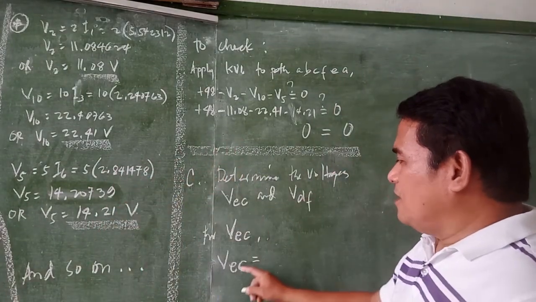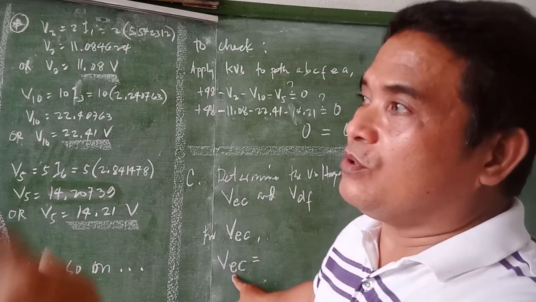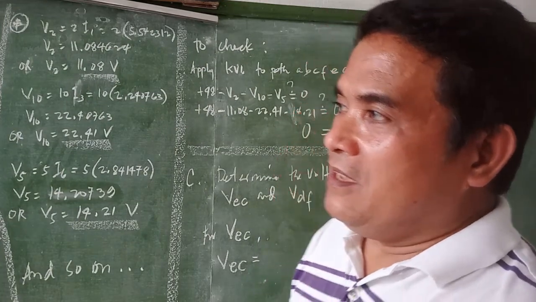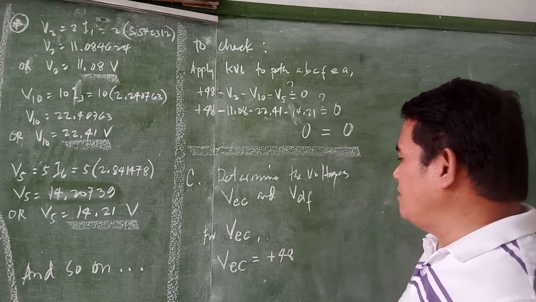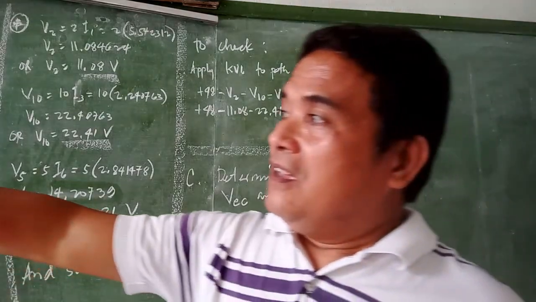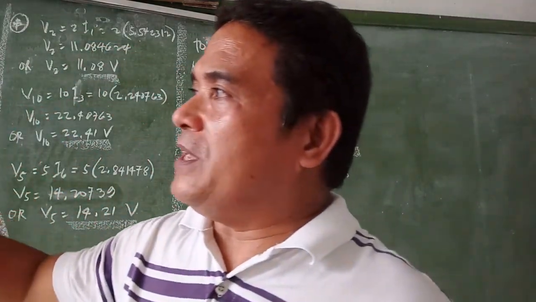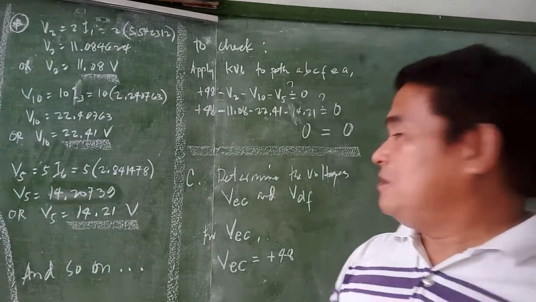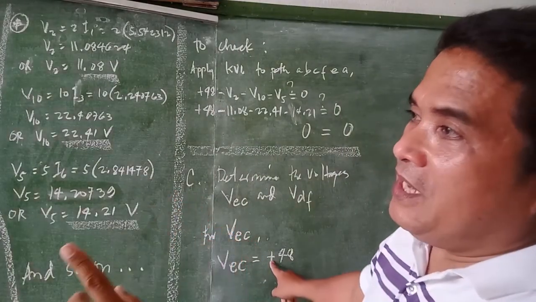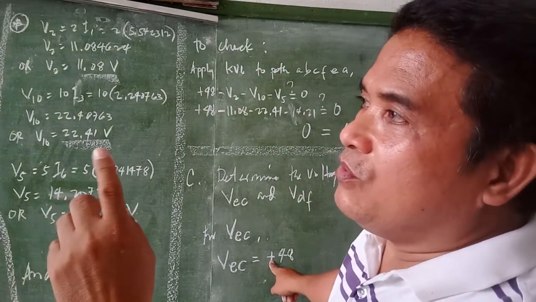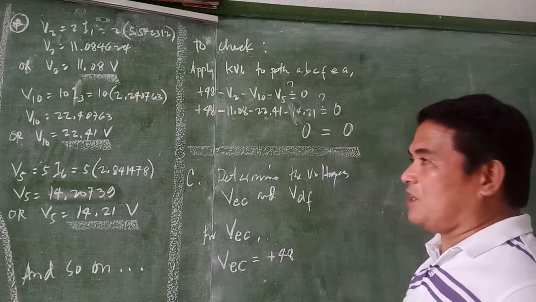All I have to do is write the voltage from E to C. So you start from E down to B. From E down to B, you have positive 48 volts. Meaning to say, the voltage that you will encounter from E down to B is the 48 volt source. You are tracing the voltage from negative to positive. That is why it is positive 48.